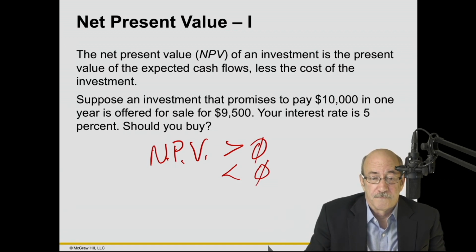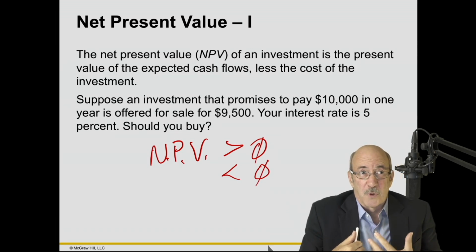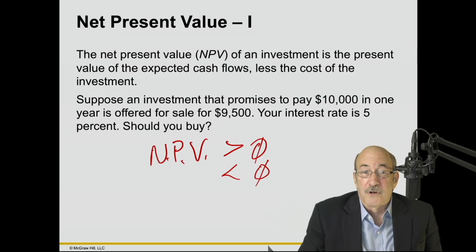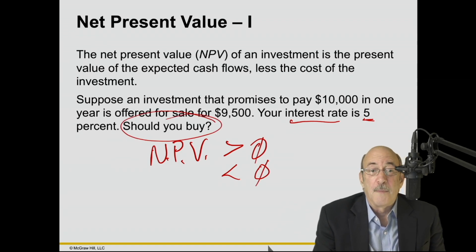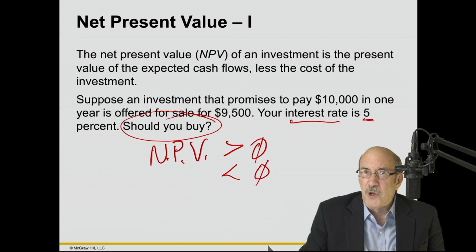All right? So in this particular case, suppose that an investment promises to pay $10,000 in 1 year, and it's offered to us to be purchased for $9,500. We're assuming an R, or an interest rate, of 5%. Should we buy this investment? I'm going to give you a second. Grab your calculators, grab a spreadsheet, whatever you have handy, take a look at it, and see what you think.